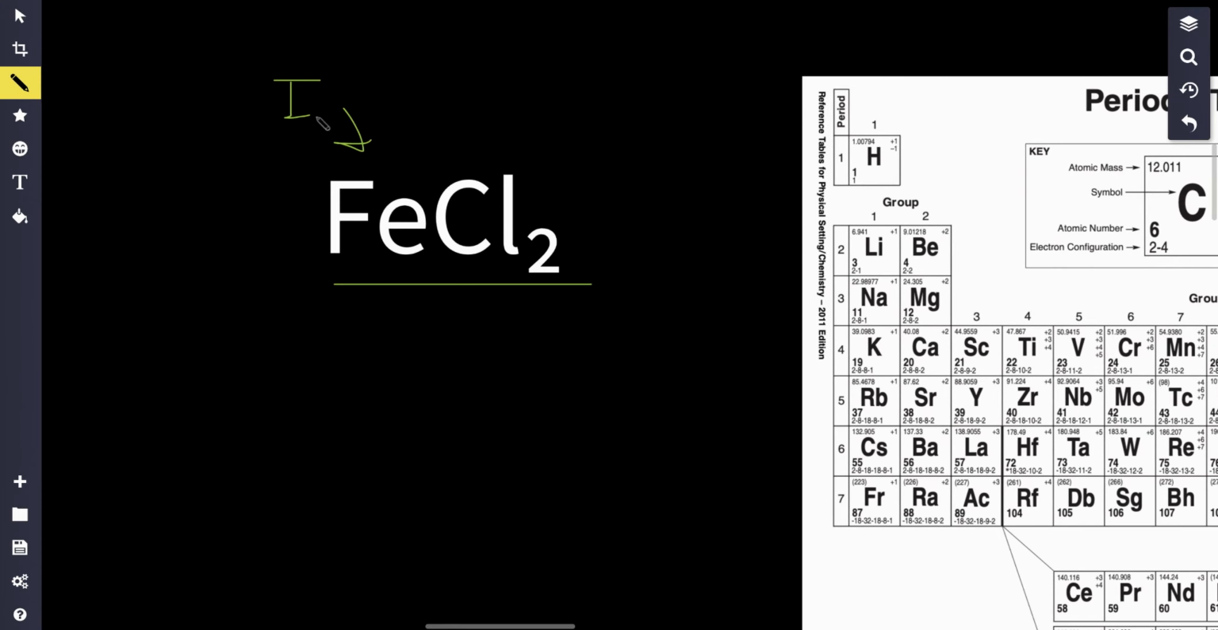Now let's say we have this compound right over here. Fe is iron, and Cl is chlorine. Now, how do we name this?